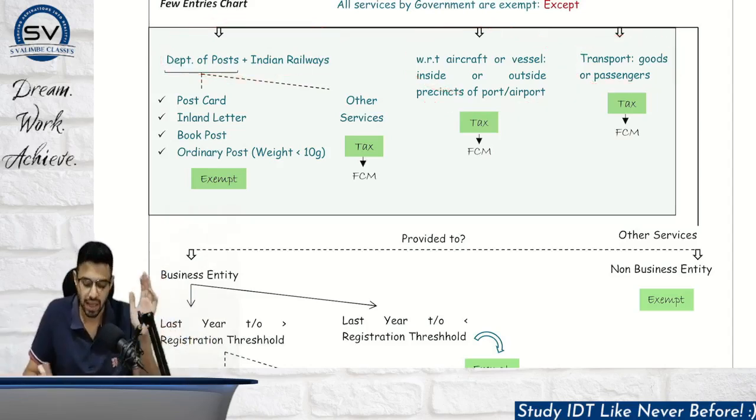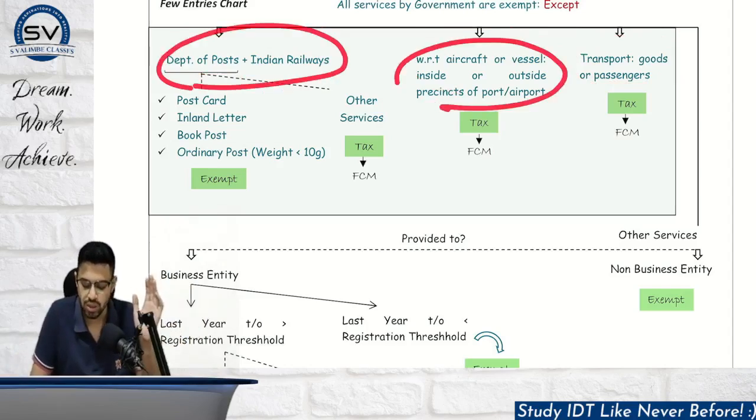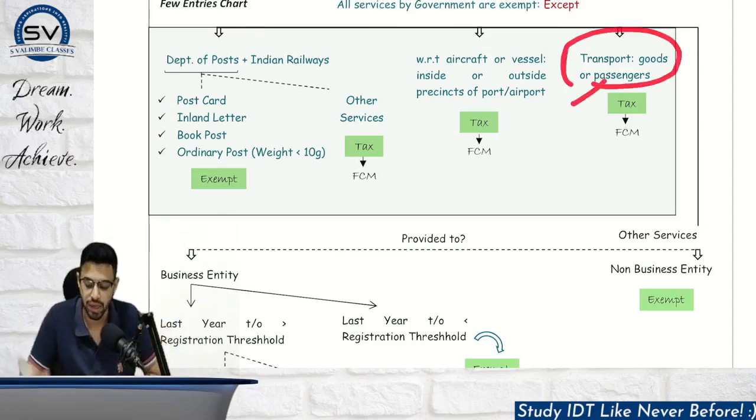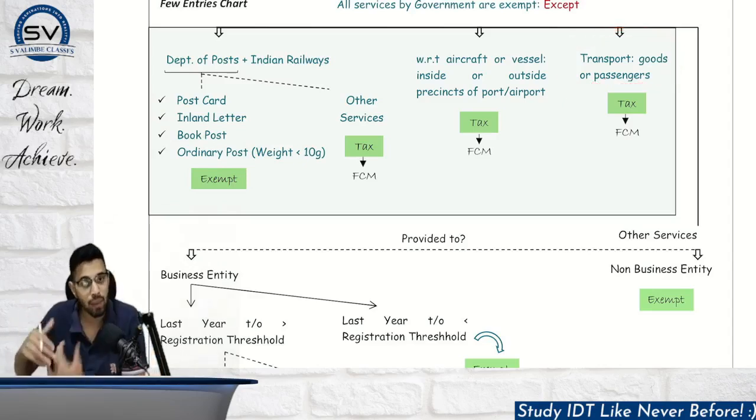So the logic says that these are those areas, those kinds of activities where private players are also taking part. So a private person, private company or a private player may come up to the government and say that you are providing exemption in transportation of goods services, but when I am providing the same service, it is not exempt, it is taxable. So that leads to not a level playing field, right?